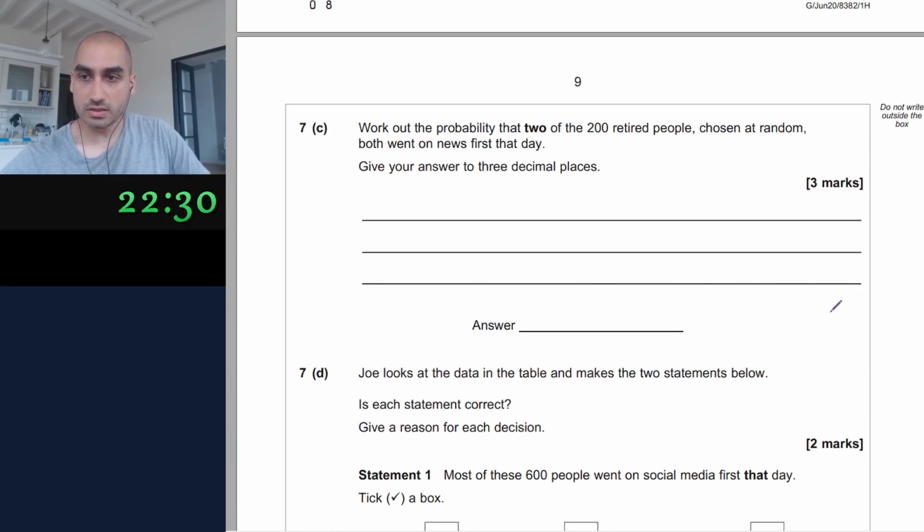Look at the probability that 2 of the 200 retired people chosen at random both went on news first that day.